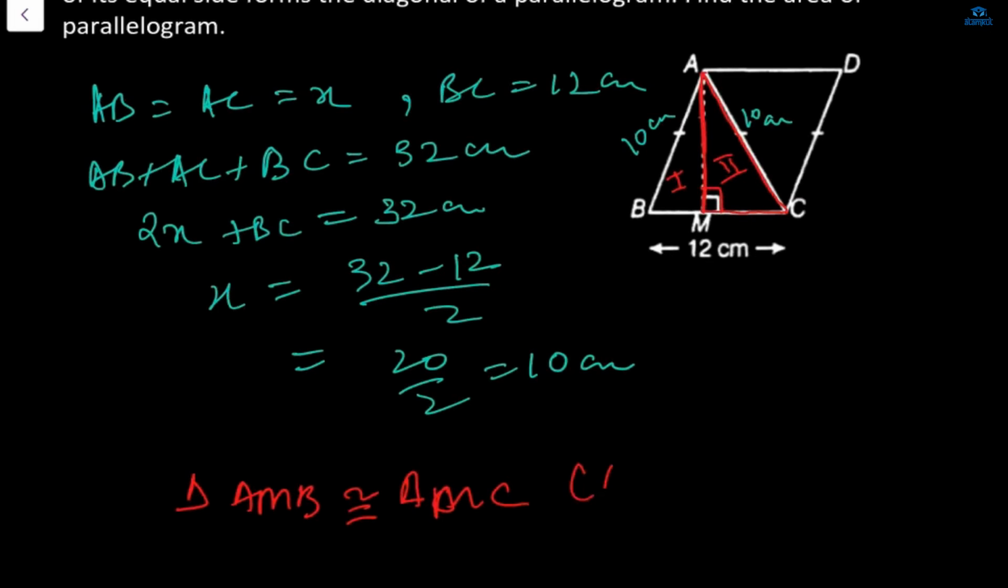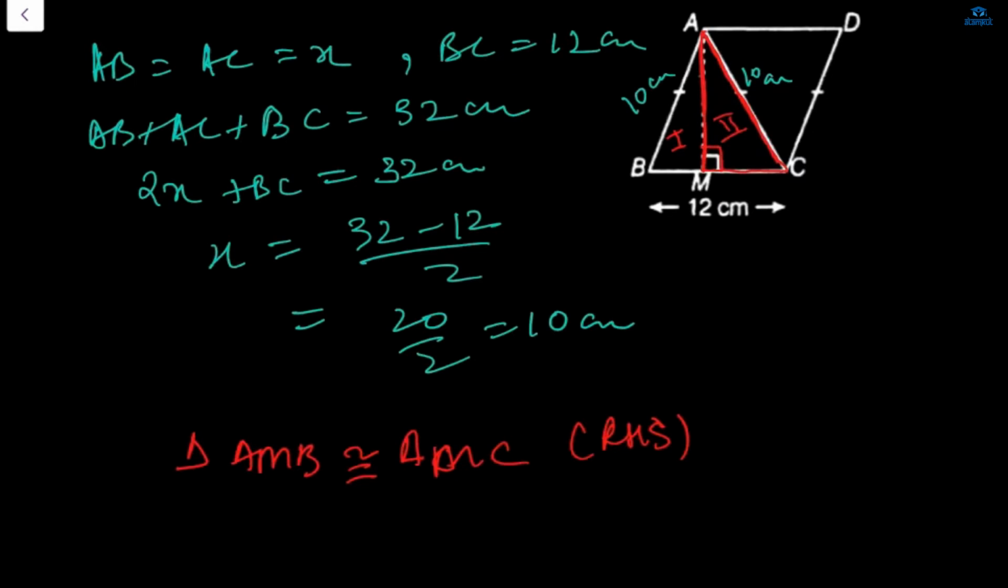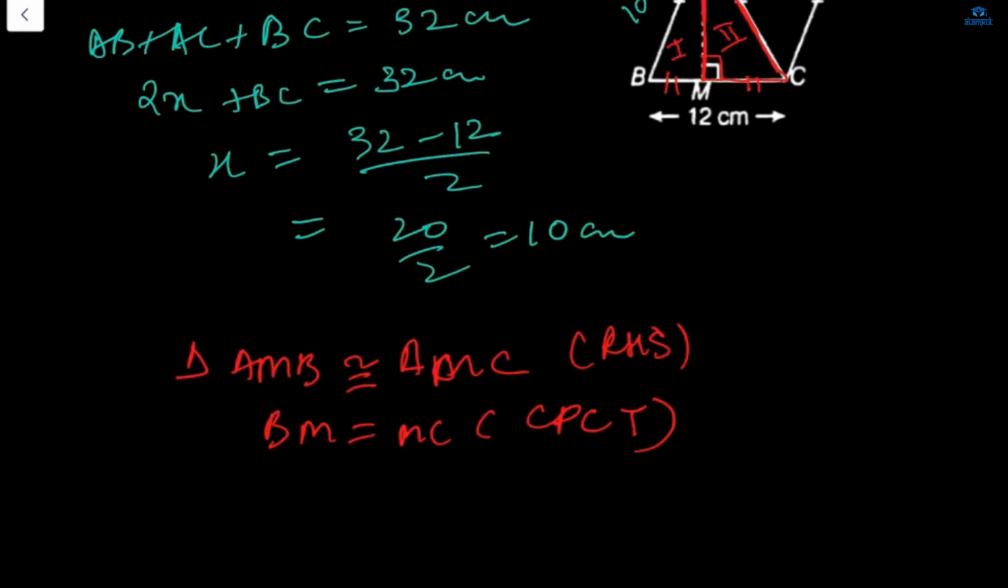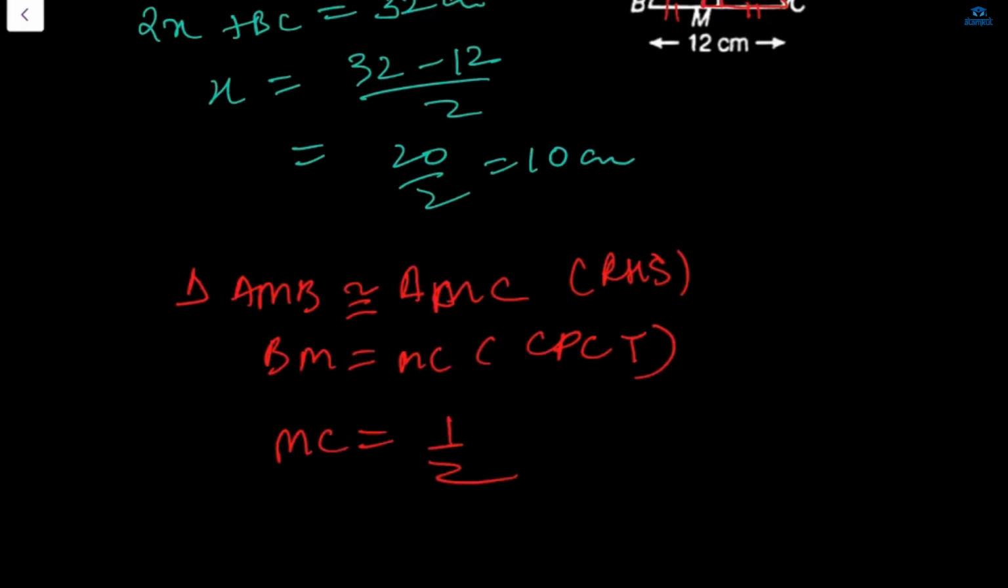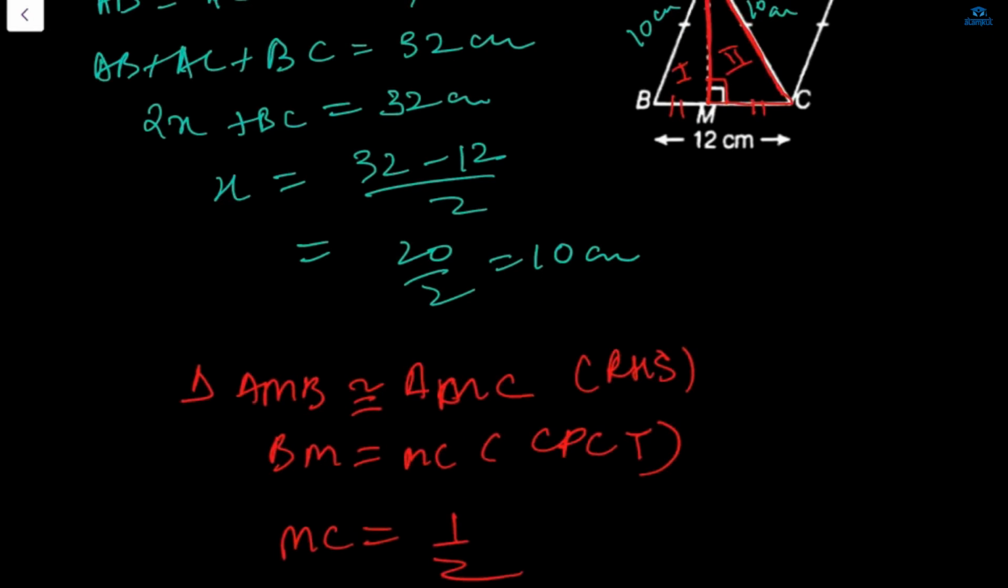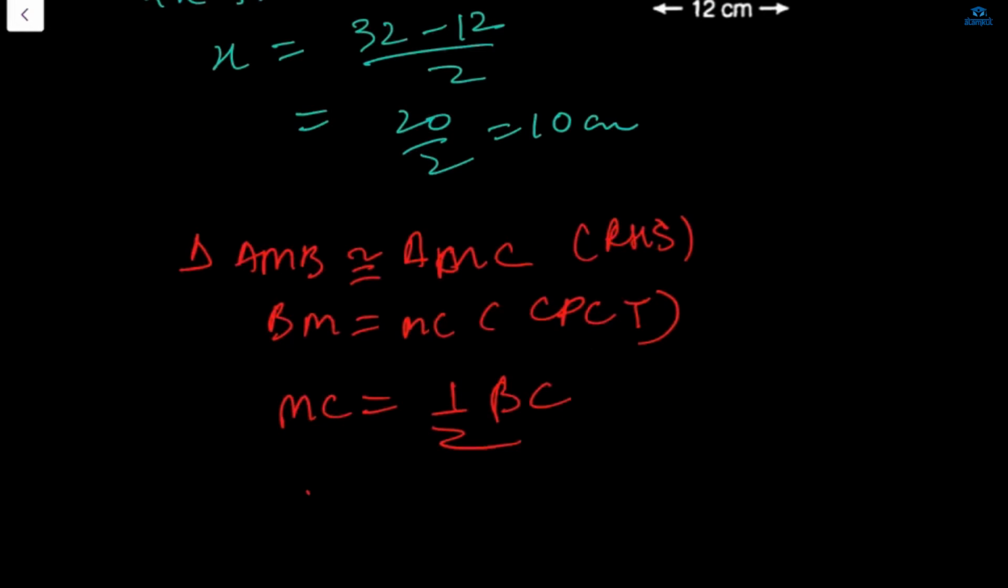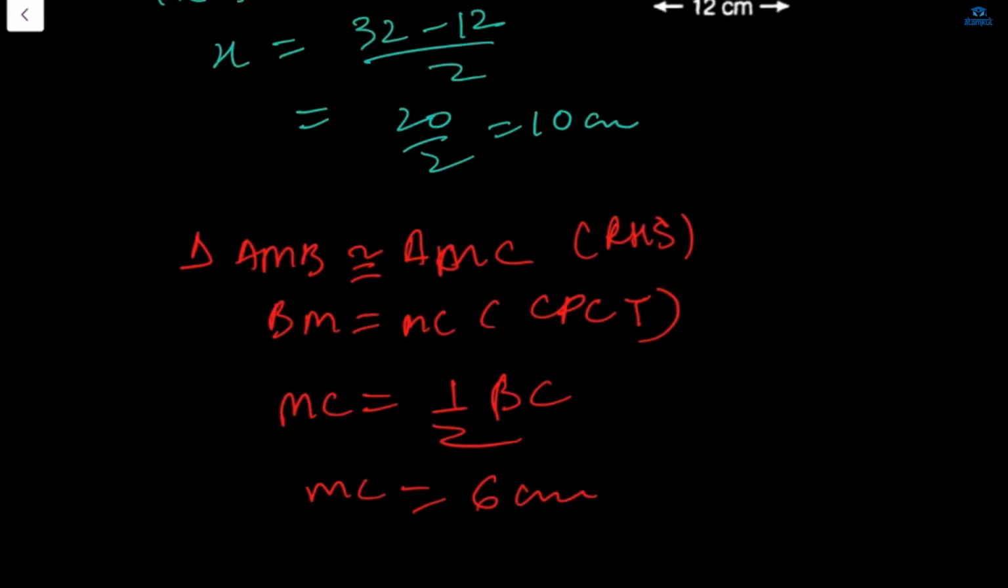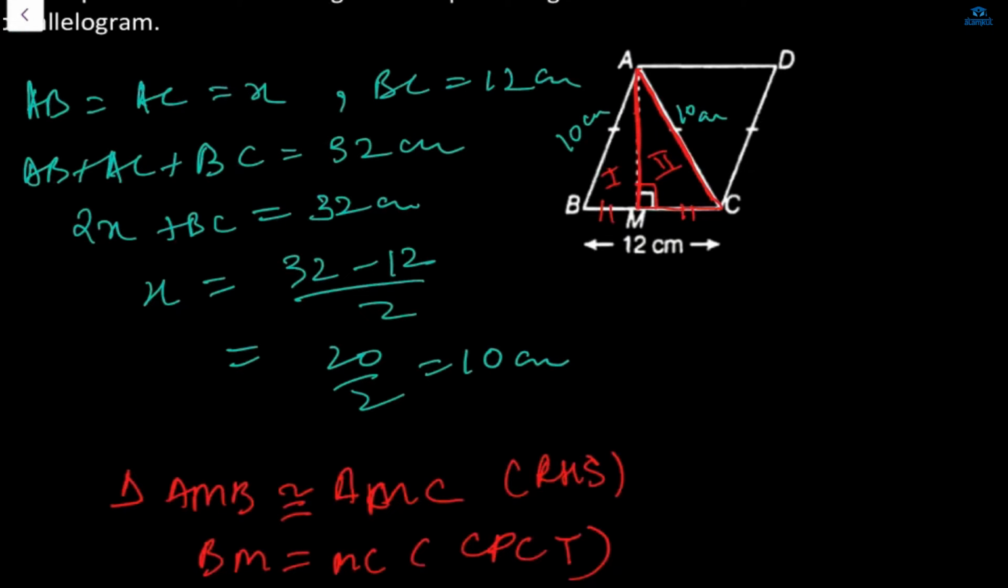From the RHS. Why? See, your hypotenuse is already equal, 10 and 10. It is an isosceles triangle, right angle triangle, and AM is common. So these two triangles are congruent. That means this side will be equal to this side from CPCT. BM is equal to MC from CPCT. So since they are equal, MC will be equal to half of BC, which is equal to 6 centimeter. Yes, any doubt?